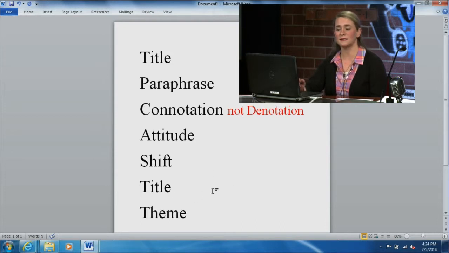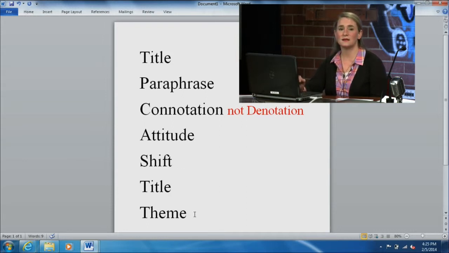The next part, you'll see the word title again. That's our second to last T. Now that you've read the poem, you should know what the title means. You may be able to say, oh, I was right when I first looked at the title, or maybe now you were wrong, and now you know what the title really means and how it applies to the poem.